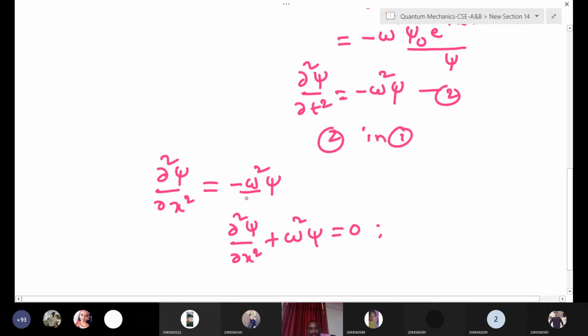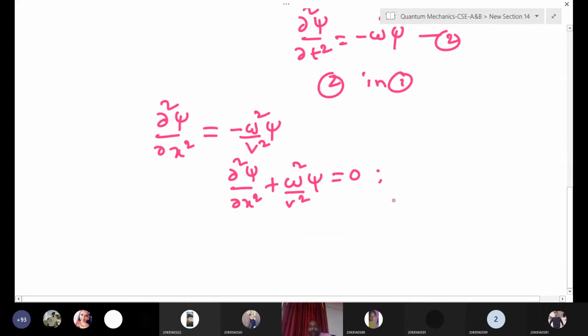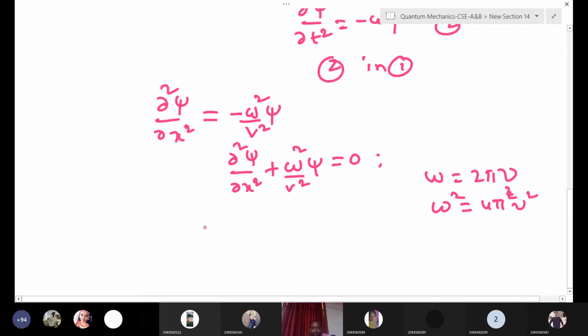Now we know here the v square term is there, right? Are you following or not? Yes, sir. Here the v square term is there. So omega is equal to 2 pi nu. We know this is the angular frequency. Omega square is equal to 4 pi square nu square. We will replace omega square here. Now dou square psi by dou x square plus 4 pi square nu square by v square into psi is equal to 0, right?